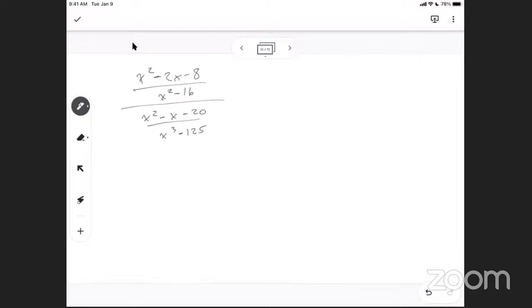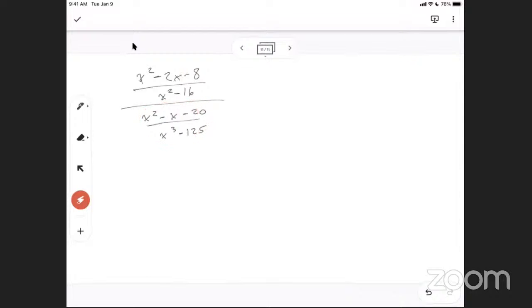So you ready for this? Now this one is a simplification one. So what am I doing? I'm dividing a fraction by another fraction. So what do I do with the bottom one? I multiply it by the reciprocal. This is not an adding and subtracting. This is like the other ones. This is a fraction divided by another fraction.